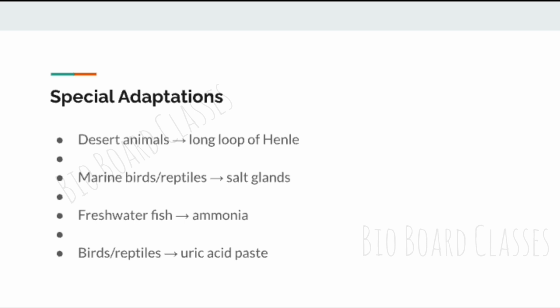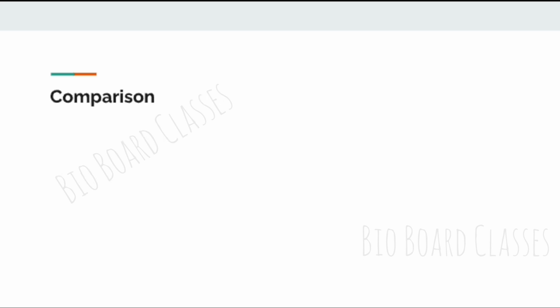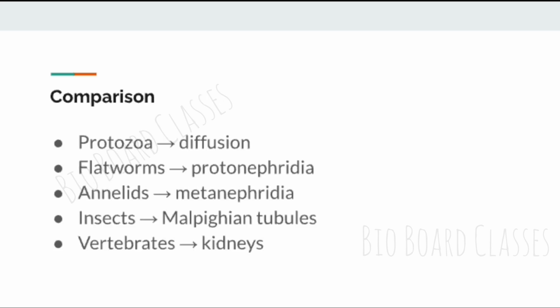To tie everything together, let's compare the major systems across evolution. From contractile vacuoles in protozoa, flame cells in flatworms, metanephridia in annelids, Malpighian tubules in insects, to kidneys in vertebrates, excretory systems clearly show an evolutionary ladder of complexity. Each solution fits the habitat and the energy needs of the organism.